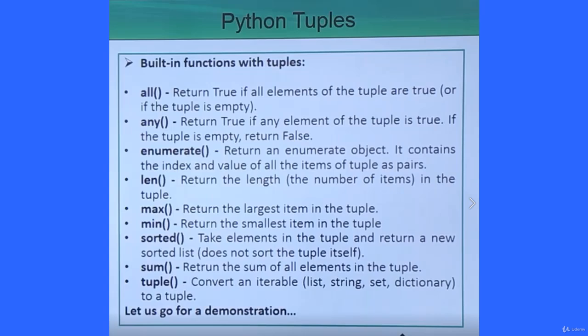Next one is tuple, which converts an iterable into a tuple. It might be a string, a set, or a dictionary converted into a tuple. So here we are having the type conversions.